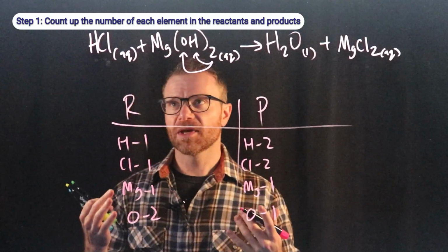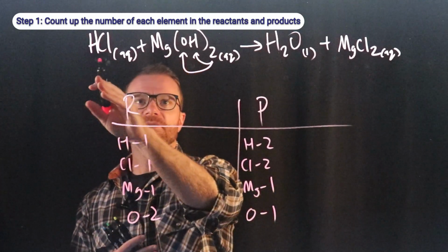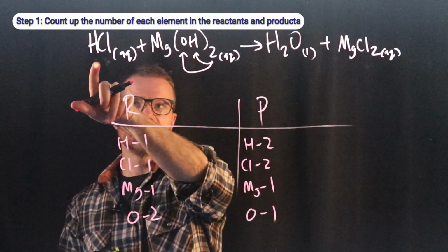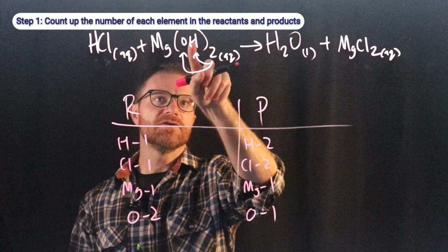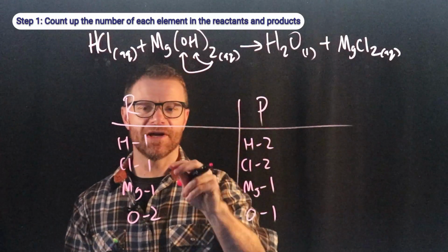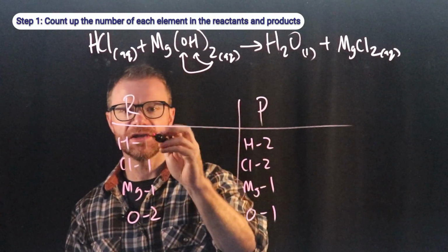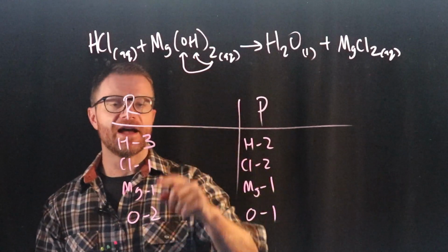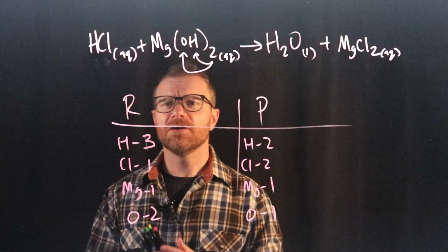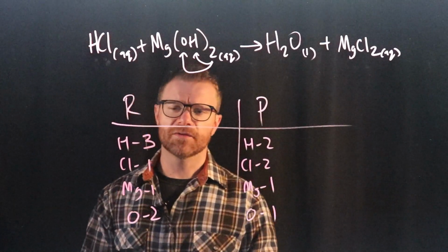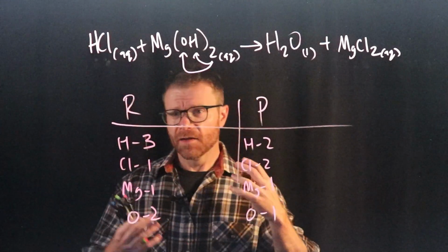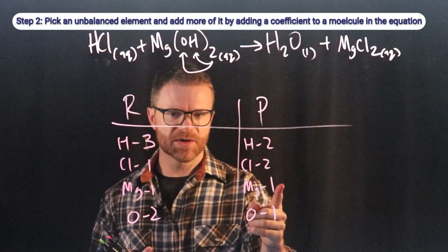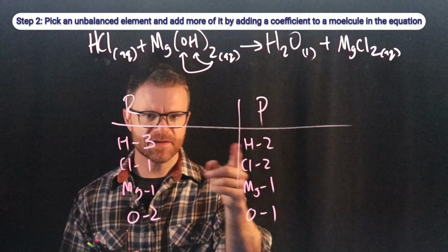in some chemical reactions, hydrogen might be in more than one compound. So we do have 1 hydrogen here in our HCl, but we also have 2 hydrogens here in our magnesium hydroxide. So our hydrogens are actually equal to 3. So make sure you're looking for every last hydrogen when you're looking at hydrogen, or oxygen when you're looking at oxygen, that sort of thing. Okay, let's look for what's balanced and what's not balanced. Looks like our magnesiums are balanced, but everything else is not balanced.